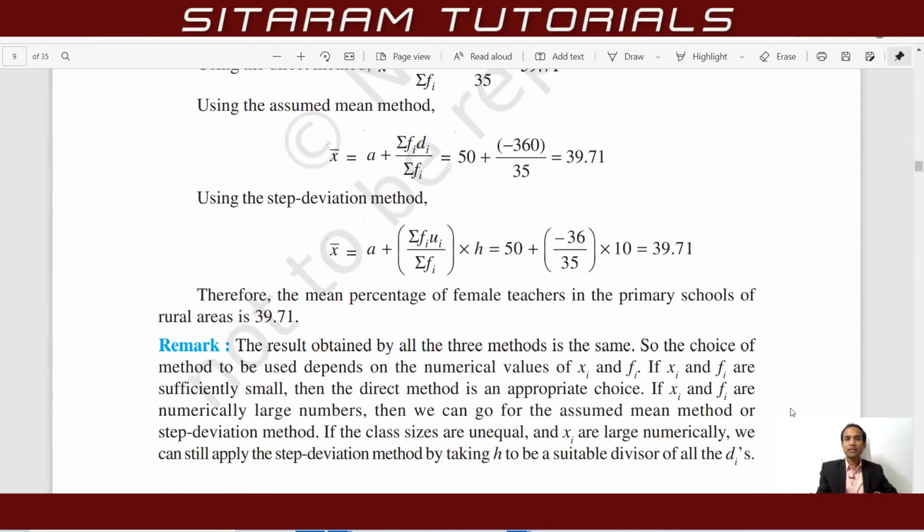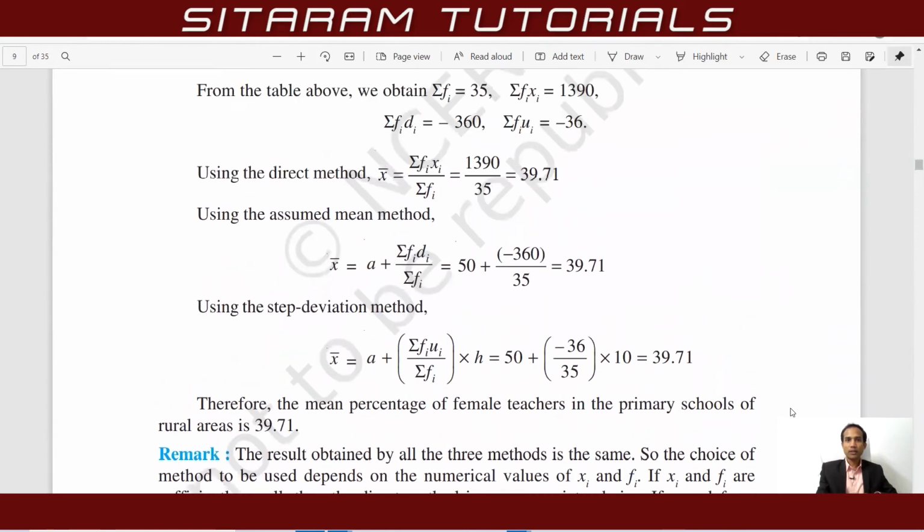In the step deviation method, you will have summation fi ui divided by summation fi. So this is not going to be there. If you see, there are 3 formulas here. The direct method formula is this one: summation fi xi divided by summation fi. This is the direct method and this is there in the exam.